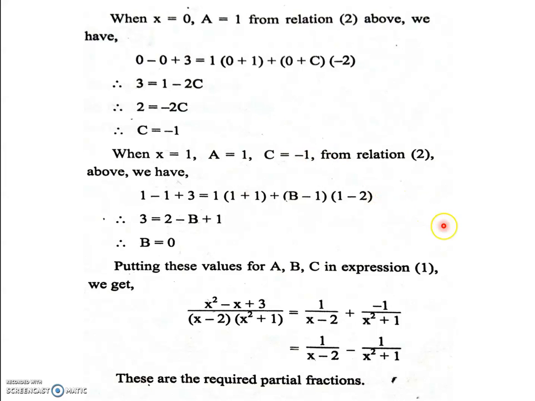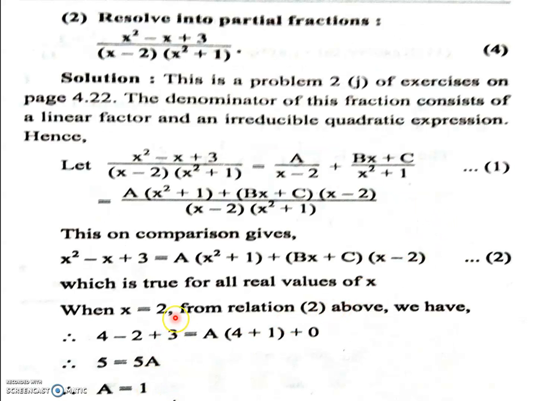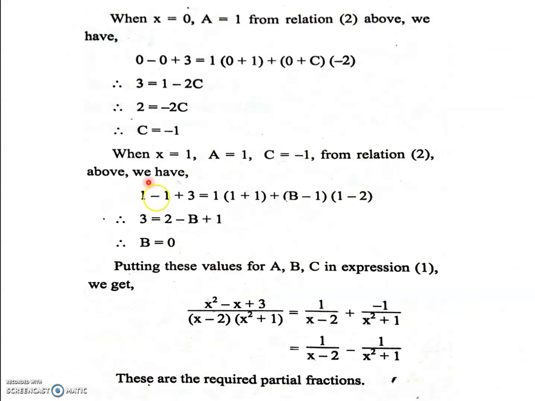Now we have to put what the factors are. For the first factor we have to put 2, then obviously we put x equal to 1. If we put 2, we have to put 1. If we put 1, we have to put 2. So for x equal to 1, we have capital A equal to 1, and C is equal to minus 1. All these values of A and C derive just from relation 2, after substituting x equal to 2 and x equal to 0.